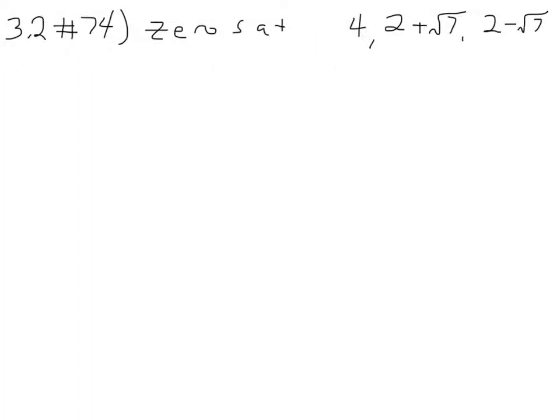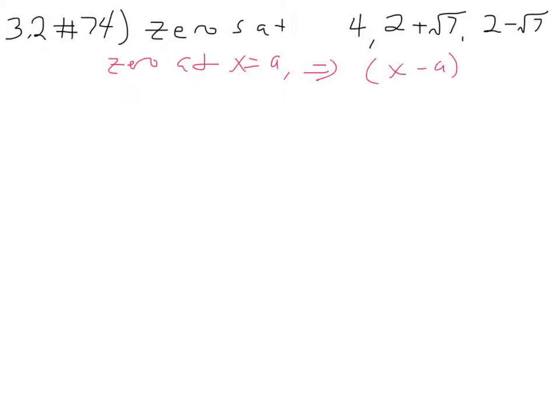Right, 3.2 number 74. We're told to construct a polynomial that has the given zeros, and it goes on to say there are many correct answers. There's an infinite number of correct answers here. So the idea is that if we have a 0 at x equals a, we want to have a term in there of x minus a.